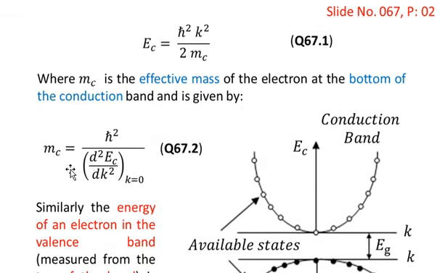So mc, that is the effective mass of the electron, has been defined at the bottom of the conduction band. So mc is equal to h bar square over d square Ec over dk square evaluated at k is equal to 0. And you see that we have Ec available from equation number 67.1. We can take the double derivative of this equation with respect to k, and then we can find mc, that is the effective mass of the electron at the bottom of the conduction band.